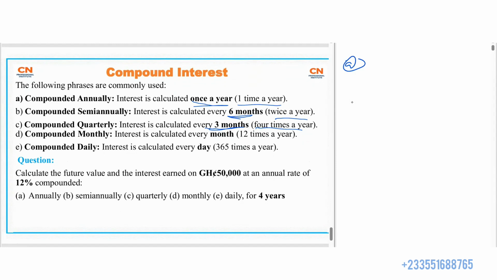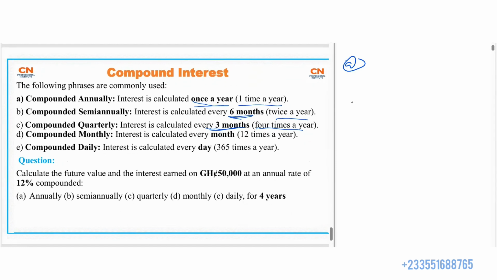For A, it says it is compounding annually. Don't forget that the time is 4 years, as we have here. If it's compounding annually for 4 years, we are going to be calculating the interest 4 times. So every year we calculate the interest, and our N will be 4.